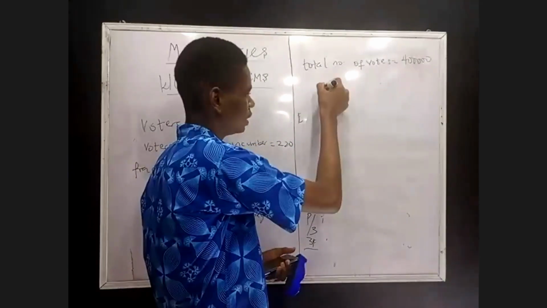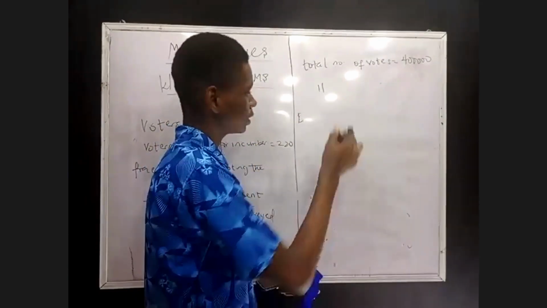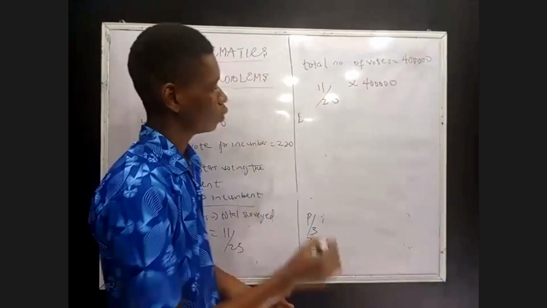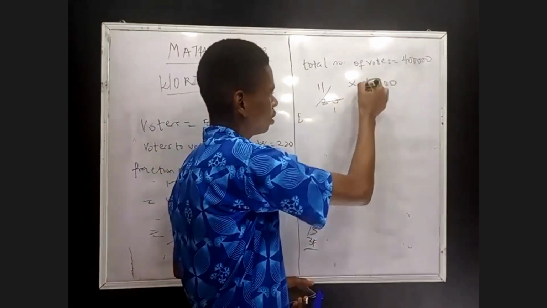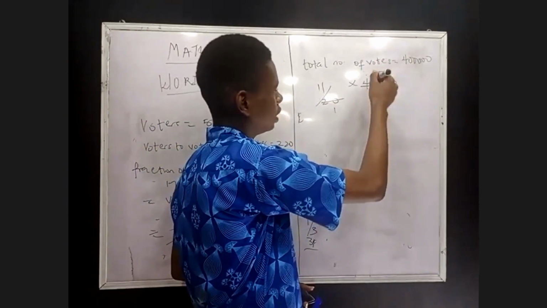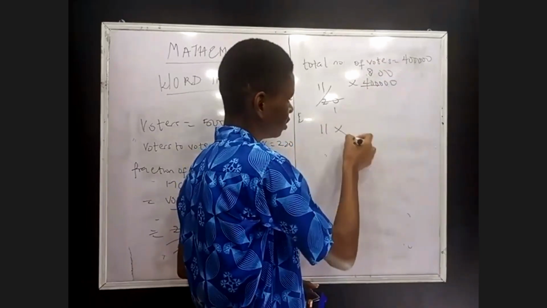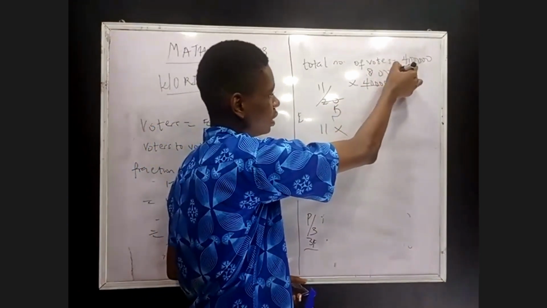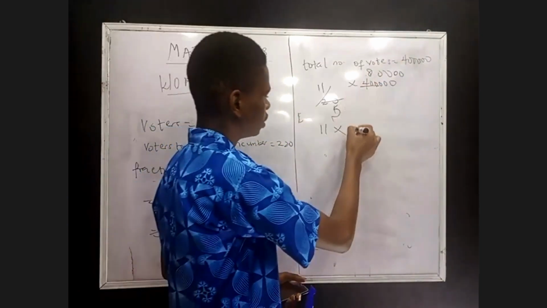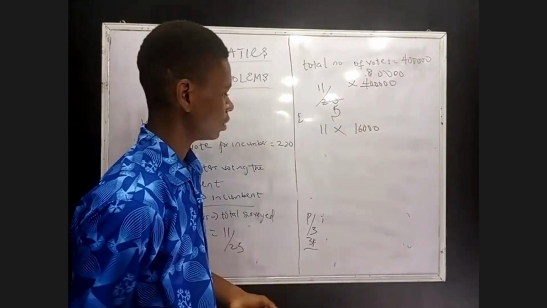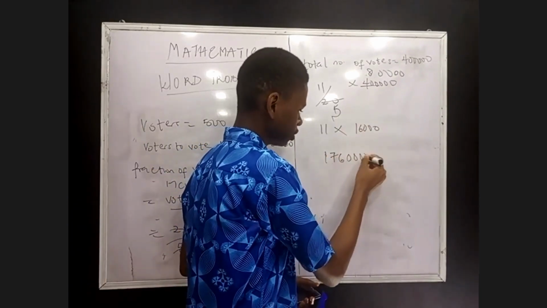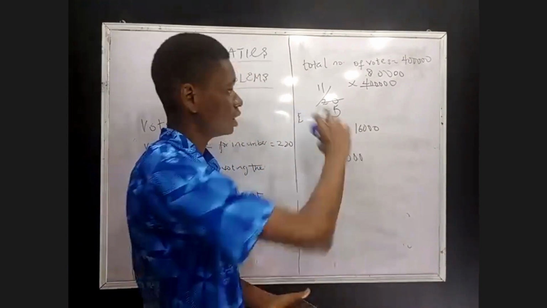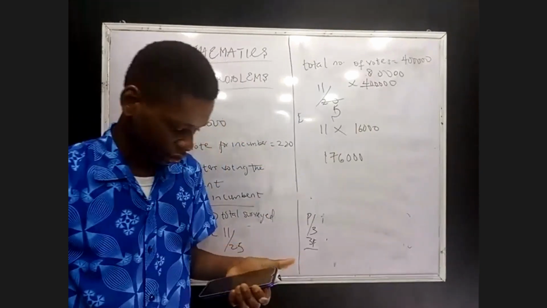So I can say the votes that the incumbent is going to get in that particular election will be 11 over 25 multiplied by 400,000. So for me to do this, I can divide this by this. I'm dividing by 5, so 5 is here, and here I have 80,000. If I divide onwards, I'll have 16,000. I'll multiply 16,000 by 11, I'll have 176,000. So which means the total number of votes that the incumbent is going to get from this total number of votes will be 176,000 people, which is option 3.